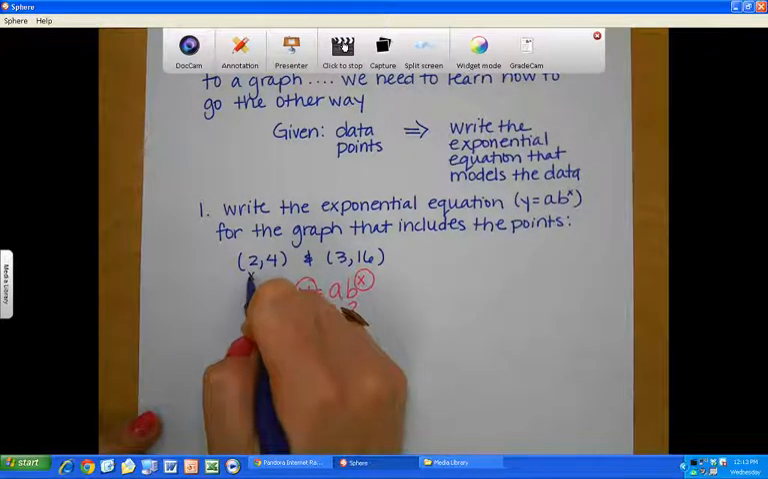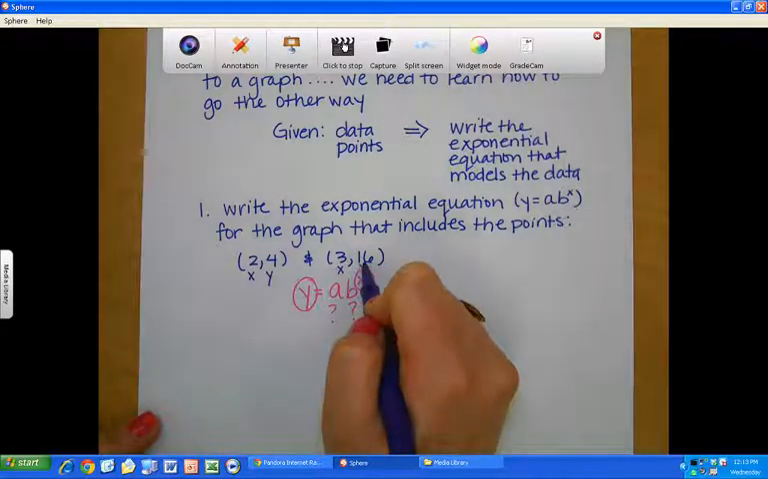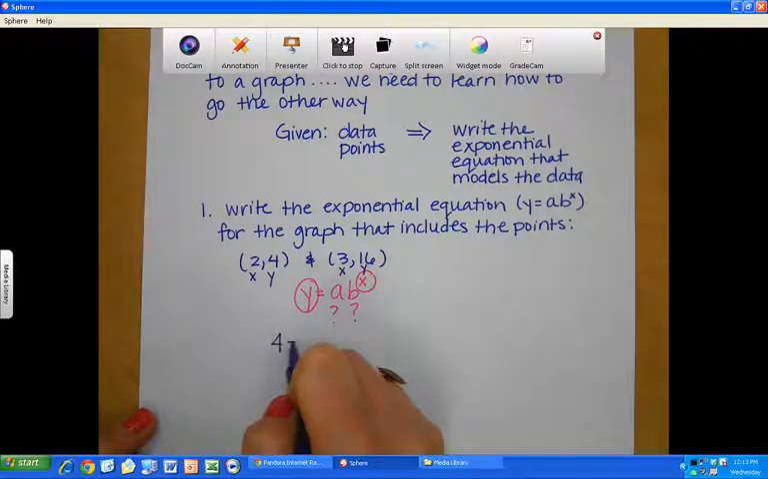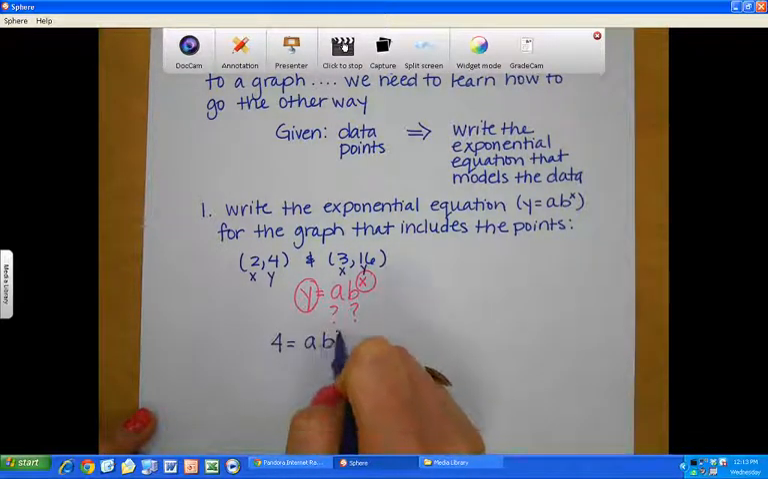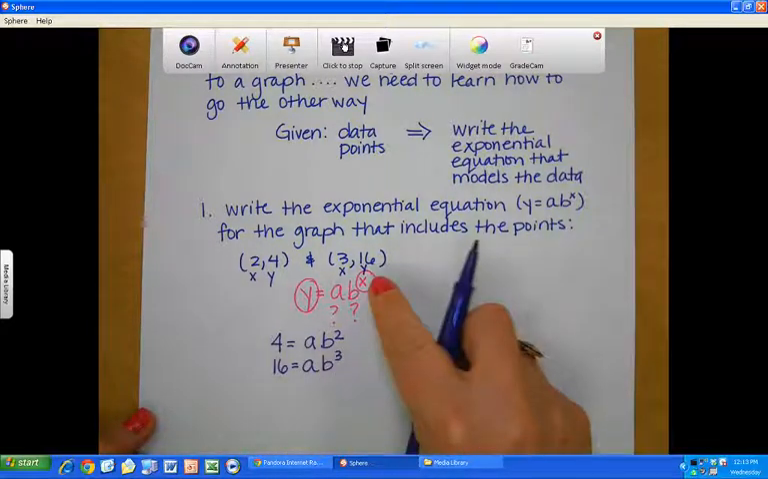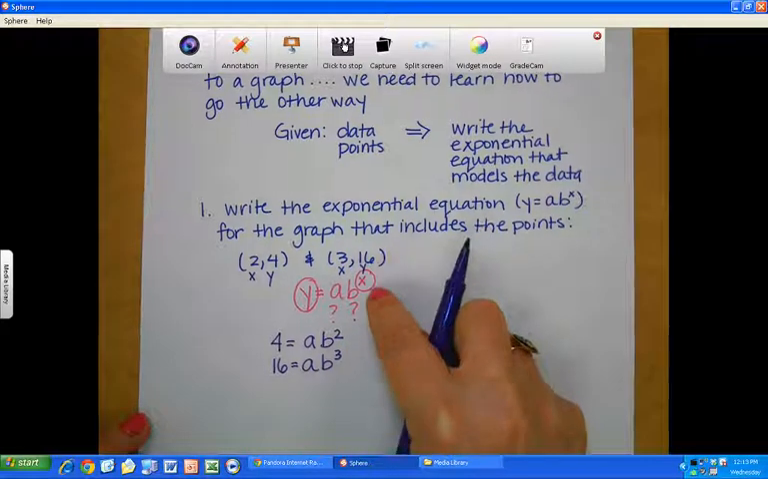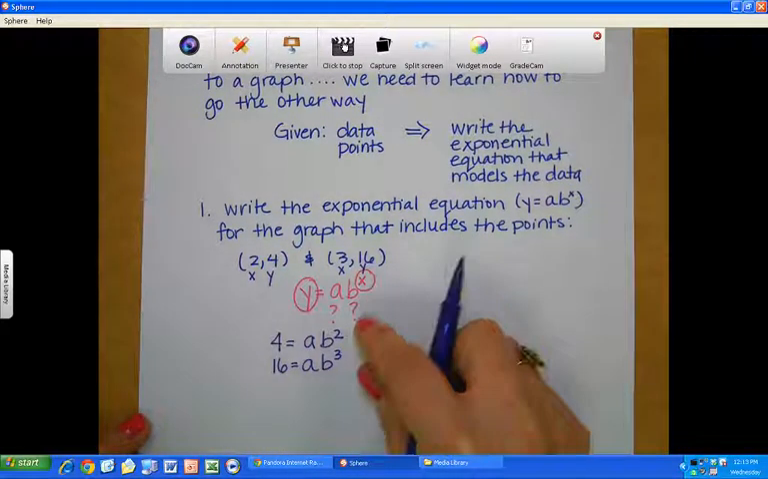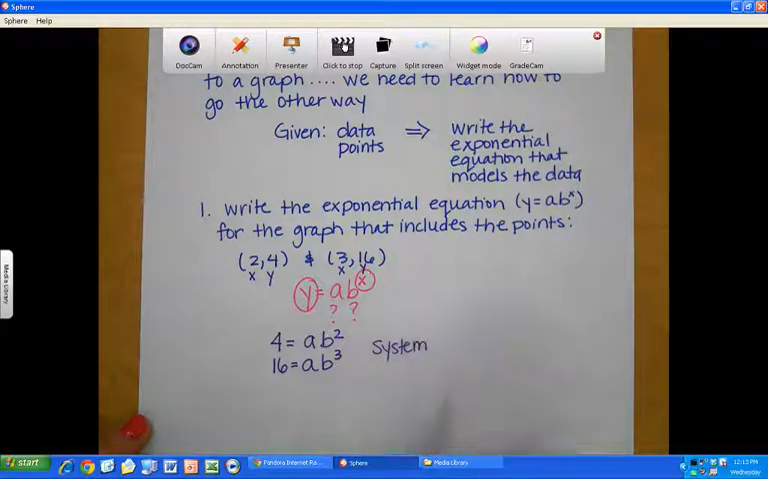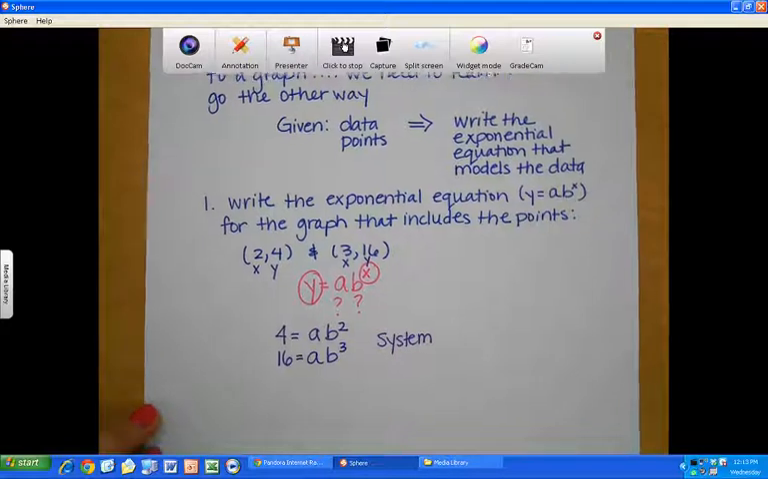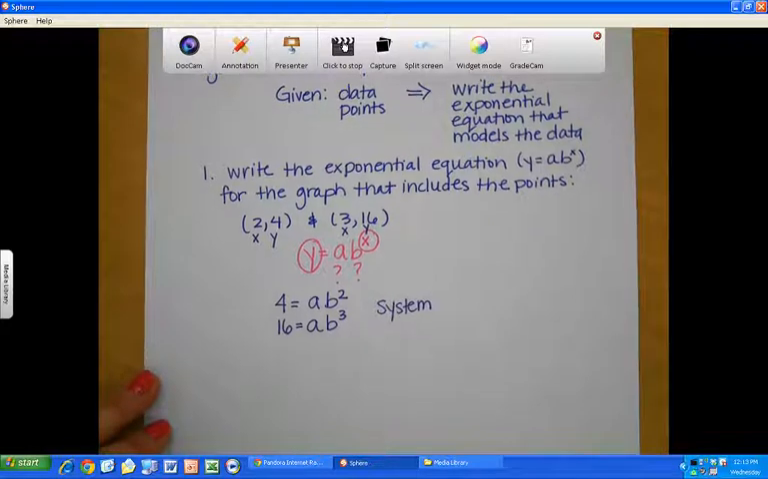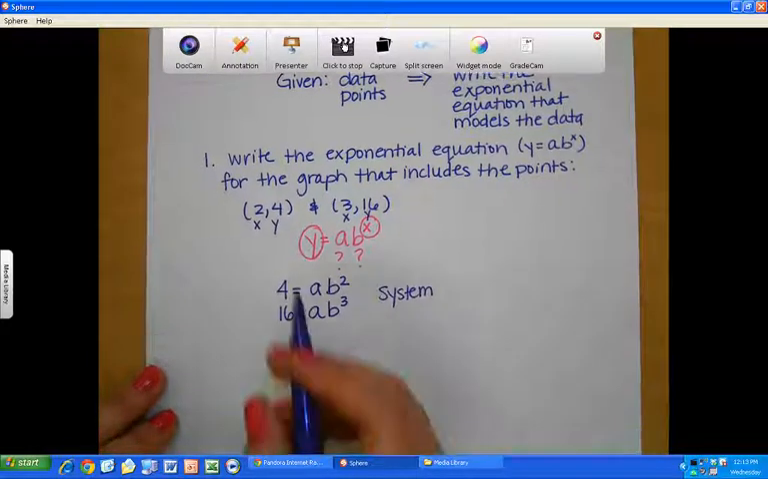Everybody remembers this is an xy point, xy point. So I'm going to use those to write 2 equations. I'm going to put 4 equals ab squared and 16 equals ab cubed. I got that from just plugging in this point into here and this point into here and writing my 2 equations. So now you have a system of 2 equations and 2 unknowns. Now, you could use substitution to solve this. It's completely fine, but it's a little bit hard, so let me show you a shortcut.